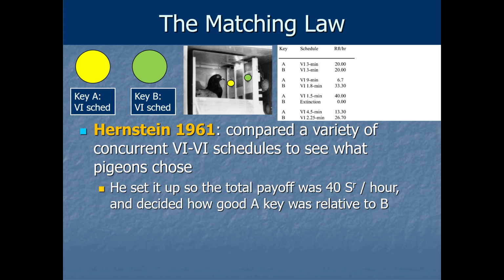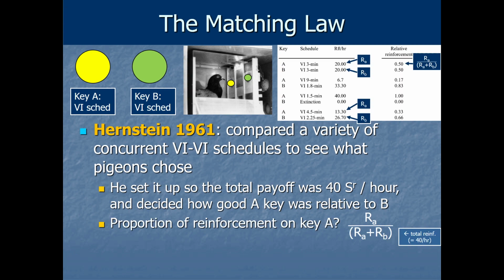Now, with different concurrent schedule pairings like the 4 example experiments we see here, you can calculate the proportion of reinforcement that comes from key A. It's just a way of saying how much better one side is than the other. Of these two keys that the pigeon can peck, how much better is key A compared to key B? So what he does, he counts up how many reinforcers they can get from the first schedule, from key A, and he called that R sub A, R with a little a.